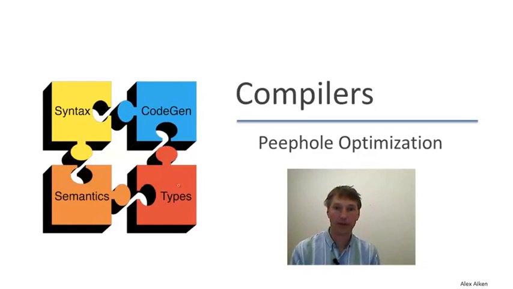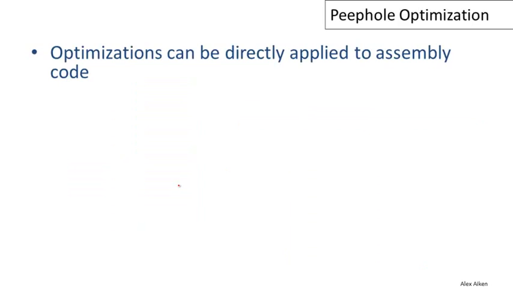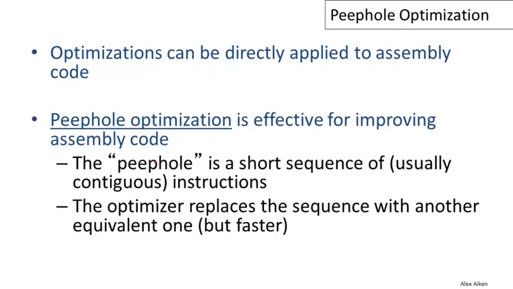In this short video, I'm going to say a few words about a variation on local optimization that applies directly to assembly code called peephole optimization. The basic idea here is that instead of optimizing on intermediate code, we could do our optimizations directly on assembly code. And peephole optimization is one such technique.